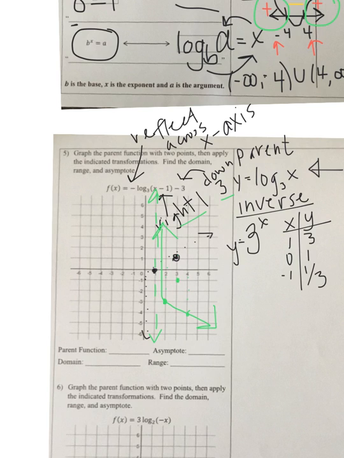And so again, going down here, our parent function is going to be log base 3 of x. And our asymptote is going to be the line x equals 1. The domain for this guy is going to be 1 to infinity, which I hope makes sense because we can only take log of positive stuff. And so we have the x minus 1 going on in there. And then our range is going to be from negative infinity to infinity.